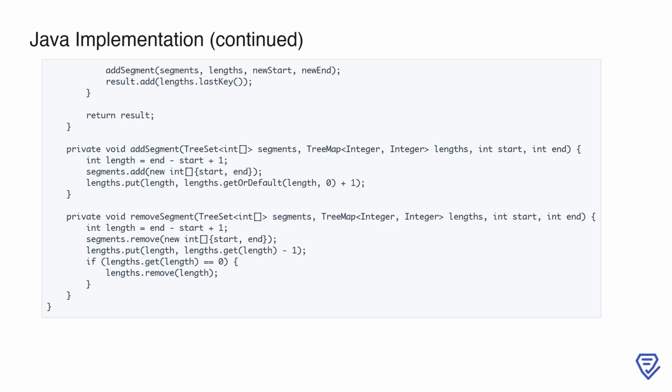The addSegment method calculates the segment length, updates the segments set, and increments the count for that length in the lengths map. Conversely, the removeSegment method removes a segment from the segment set, decrements the count for its length in the lengths map, and removes the length entirely if it is no longer present. This design ensures efficient updates and queries, leveraging data structures to maintain the state of segments and their lengths dynamically.